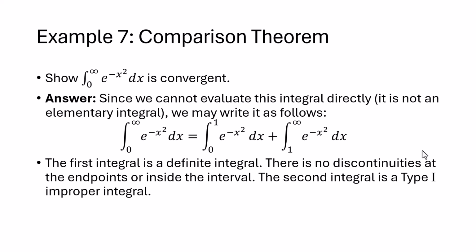The first integral is a definite integral. There are no discontinuities at the endpoints or inside the interval. The second integral is a type 1 improper integral, and this is the part we're going to focus on.